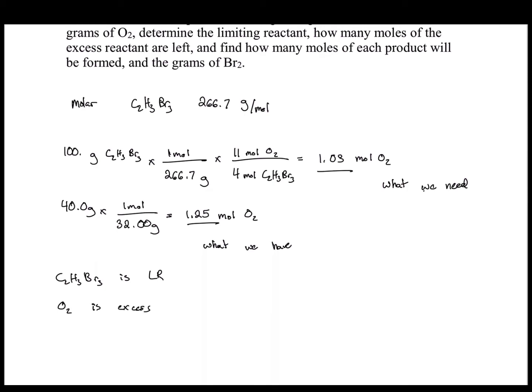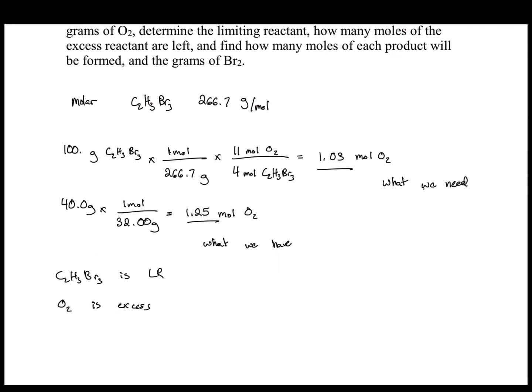So now we've done the first thing we want to do. We found the limiting reactant. The next thing was how many moles of our excess reactant are going to be left over. Well, that's very simple. We know that we started with 1.25 moles of O2. We know that we're going to use 1.03 moles of O2. And so, at the end, we will have 0.22 moles of oxygen left over.